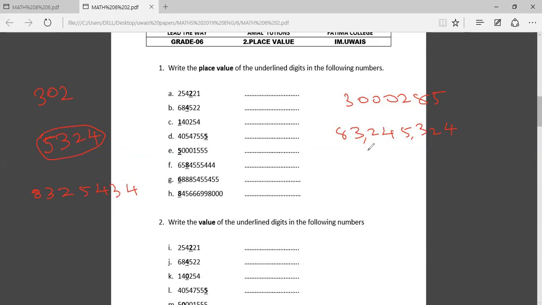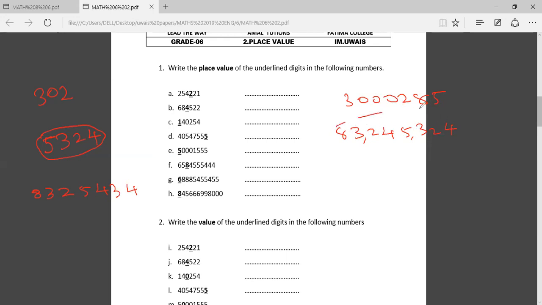83? Difficult, no? It is difficult to read, no? Can you read or not? Is it difficult to read?